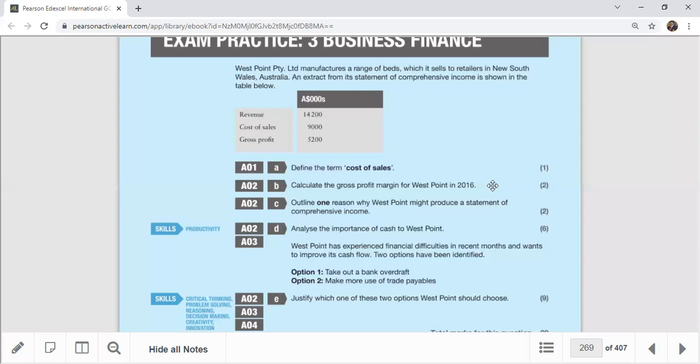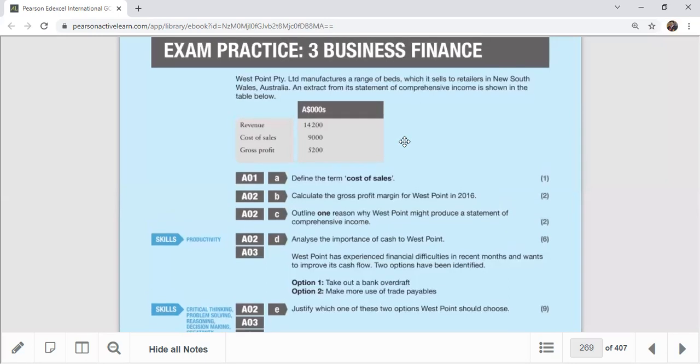Calculate questions. Outline question. Outline one reason why West Point might produce a statement of comprehensive income. With a statement of comprehensive income, several advantages are there. You can compare the performance. You can find out the profitability of the business organization, the cost structure and cost efficiency. You can find out the cost controlling part. You can find out the difference between the gross profit and the net profit. There are so many benefits. You give one reason and explain it.